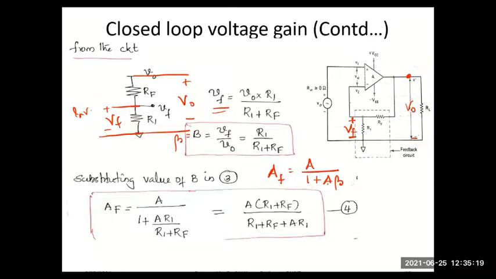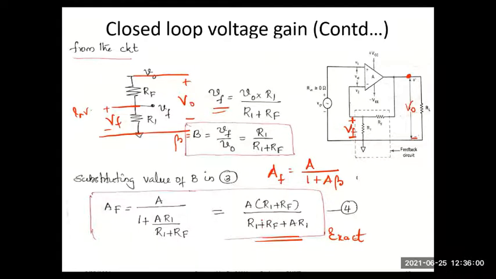Substitute the value of beta in this. So what do I have? Gain with feedback is gain without feedback divided by 1 plus A into this beta value, R1 by R1 plus RF. This R1 plus RF, I can take to the numerator. So this will become the exact expression for the voltage gain of a non-inverting amplifier, also known as the voltage series feedback amplifier. Whenever you're using the non-inverting amplifier or voltage series feedback amplifier, the exact expression for gain is this.